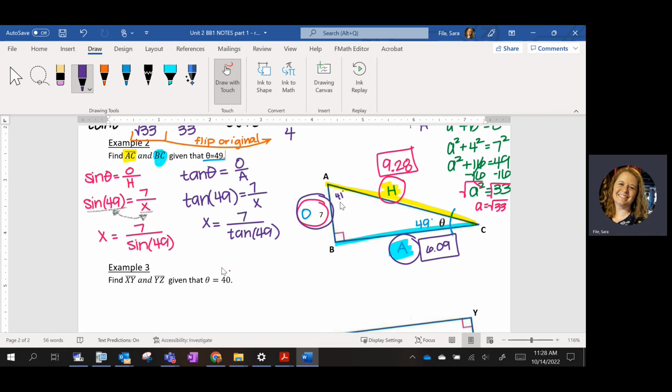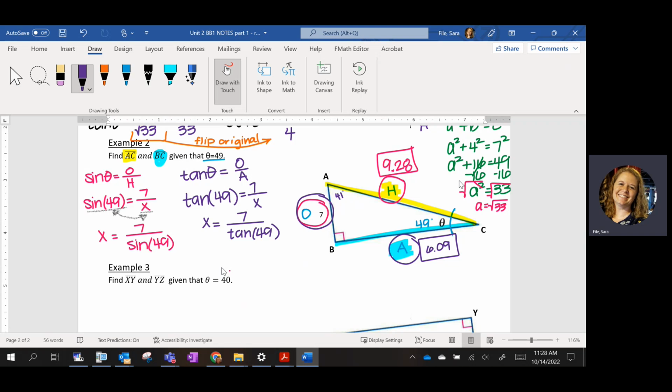That's okay. This is the smallest angle, so the smallest side should be across from it. So it does make sense that this was less than 7. And it does make sense that the hypotenuse was bigger than 7, because the hypotenuse has to be the biggest side. So you can always check that your answers make sense.